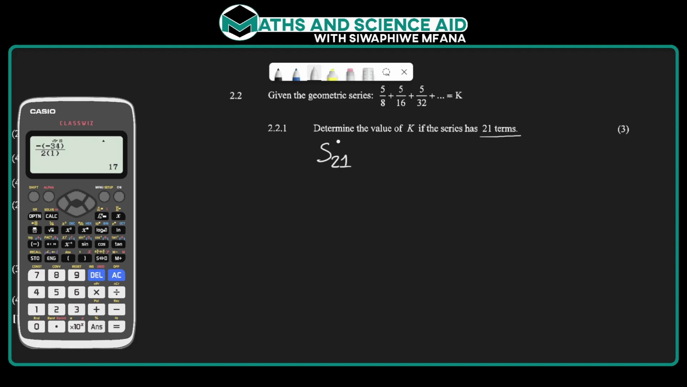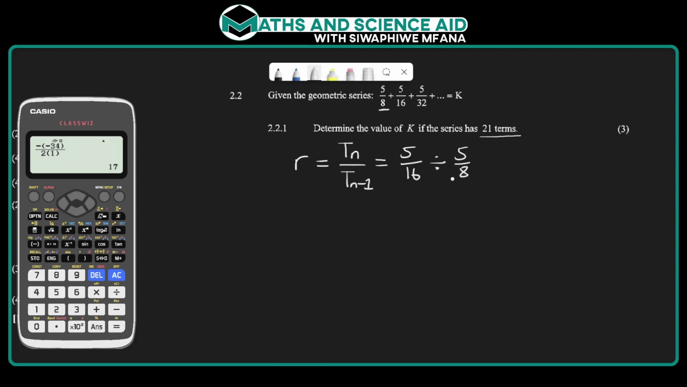So in order for us to know which one we must use, we need to work out the r value, or the ratio, for this particular geometric series. And we know that to find r, we just need to divide Tn by Tn minus 1. So for an example, for our particular series here, we can take 5 over 16, 5 divided by 16, and I'll just use this division sign. And we divide that by the previous term, which is 5 over 8.